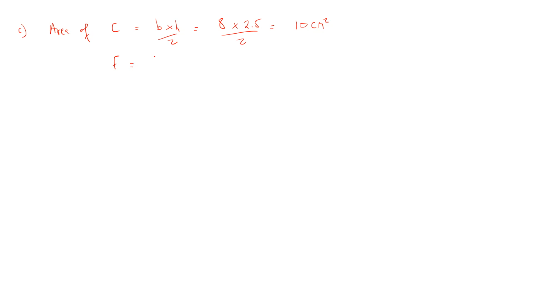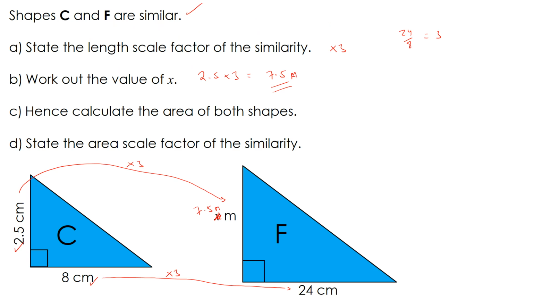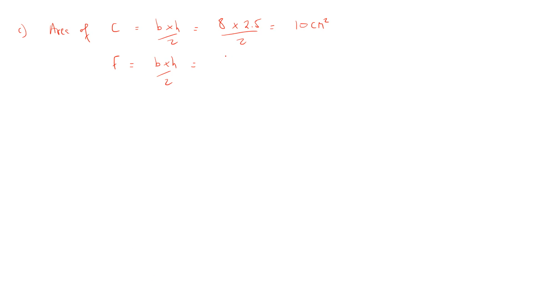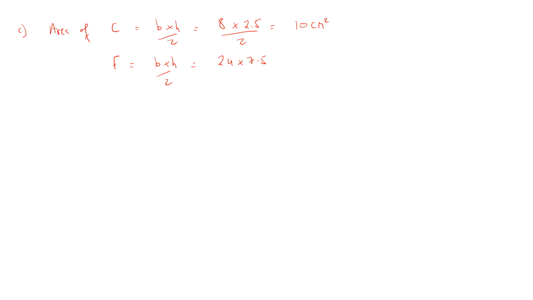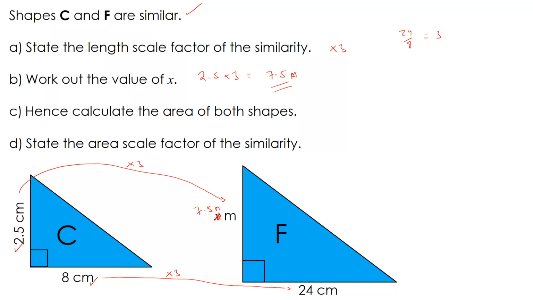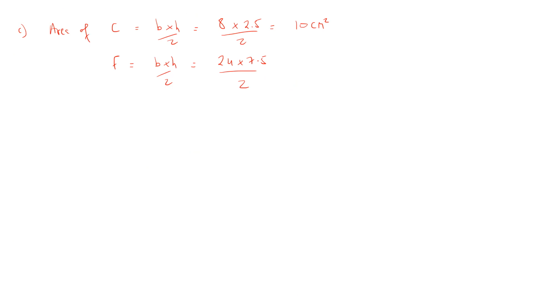And the area of F, again, remember, is base times height over 2. If you look at F, it is 24 long, 7.5 high, I believe. Let me just check. It is. And I'm dividing by 2. I just realized it looks like this should say centimeters here, and that should say centimeters there. Sorry, guys, my bad. I'm sure you spotted that. All right, 24 times 7.5, I think that's 180. Yep. Divided by 2 is 90 cm squared.